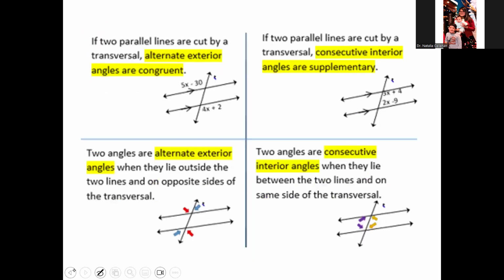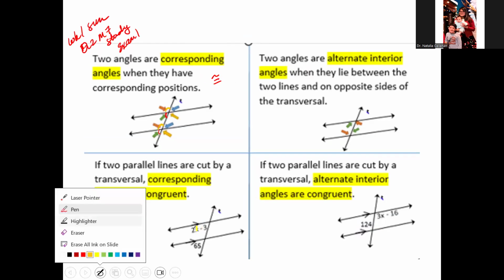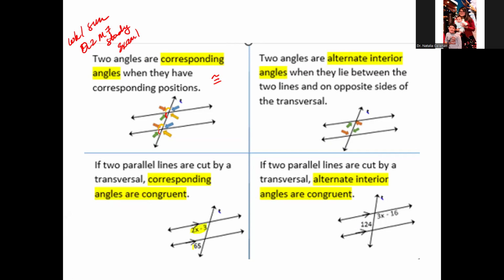So let's take a look at this example. Do you see how this angle and this angle right there? These are corresponding angles, right? And they are what? They're congruent. So I set them equal to each other. So 2x minus 3 equals 65. Solve for x.